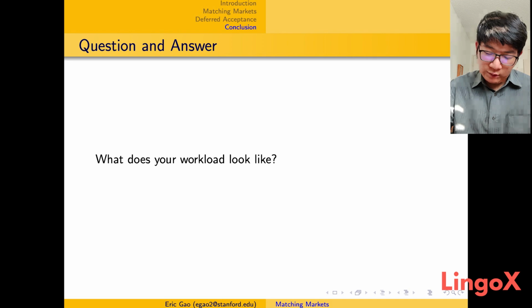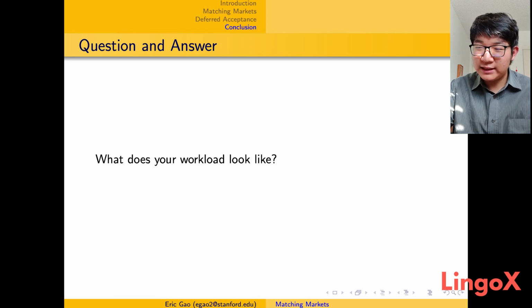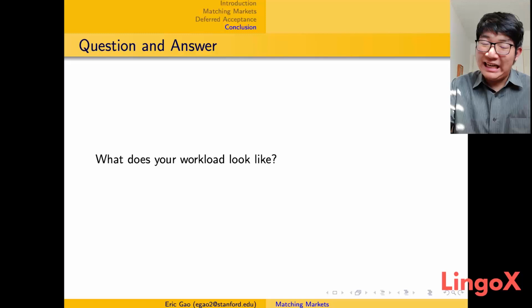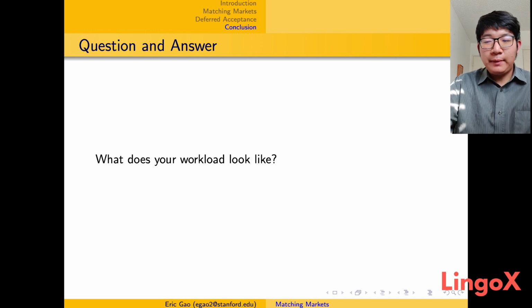Okay, so what does my workload look like? To answer this question, I have to preface it by saying that my workload is definitely not the usual amount of work that is necessary. A lot of the times you can get by and do economics without doing a whole ton of math. But for me in particular, I like economics because of the math. So I really challenge myself with a lot of graduate math courses. So that's a large part of my workload. But you definitely can do economics without that much mathematics. So it really depends on you.